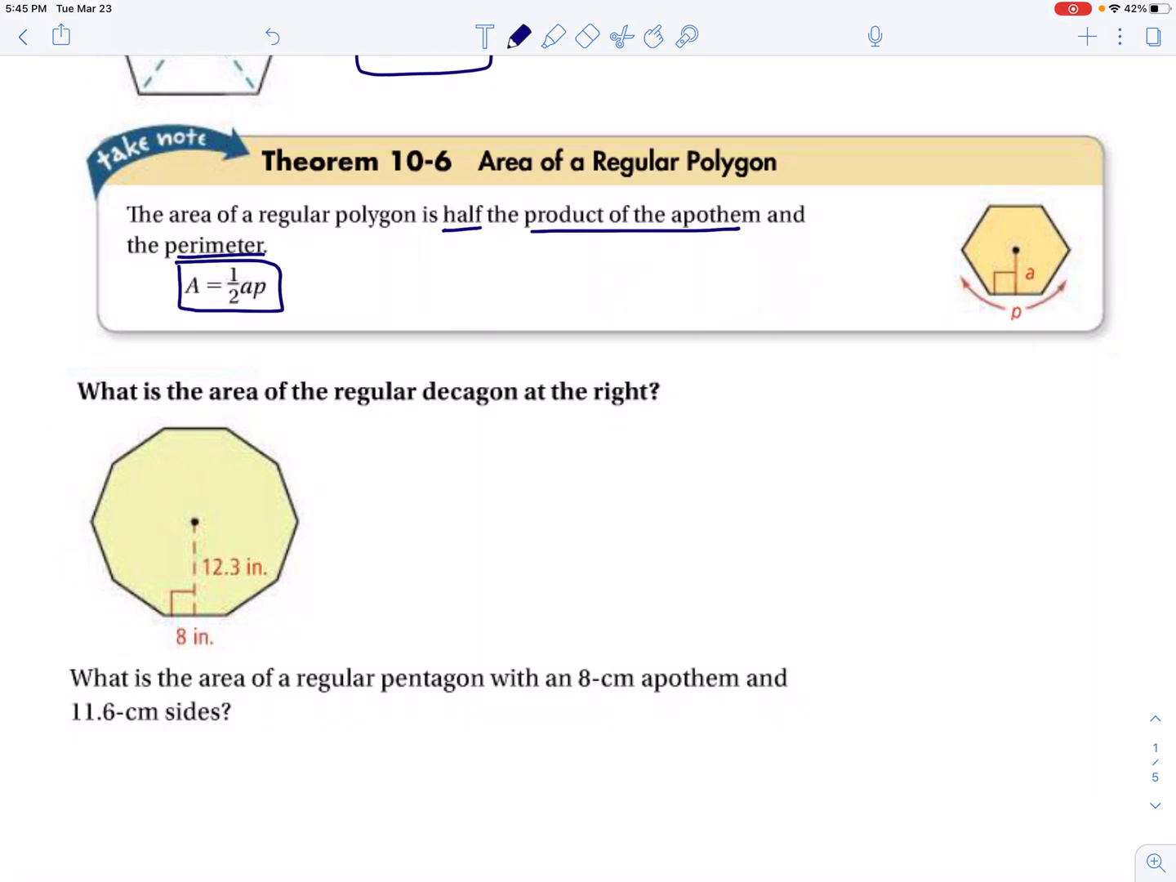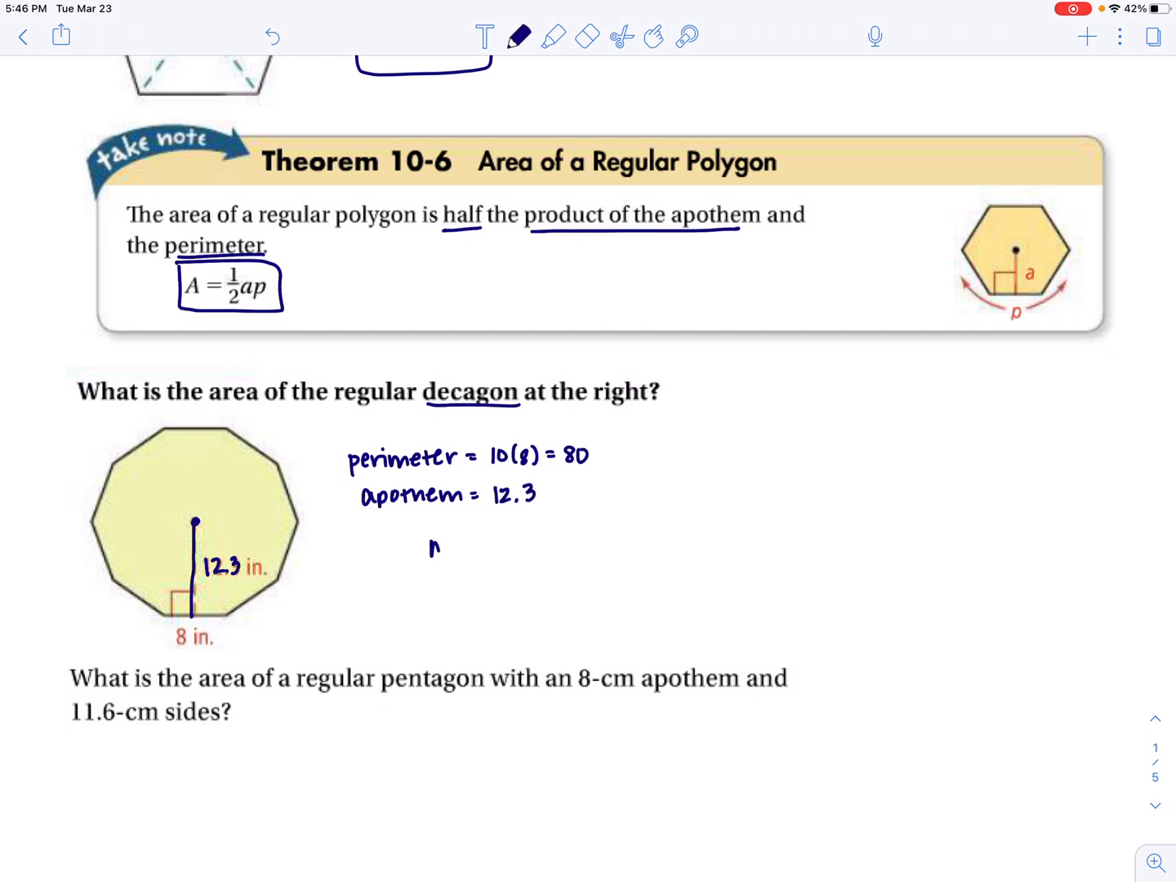So if I look at this here, if I start with my perimeter, I have a decagon, so that means I have 10 sides, and each side is 8, so my perimeter is 80. The apothem, sometimes they'll give it to you, sometimes they won't. So you might have to use some trigonometry or the Pythagorean theorem to help you find the apothem. But they do give me from the center to the side. So 12.3 is my apothem.